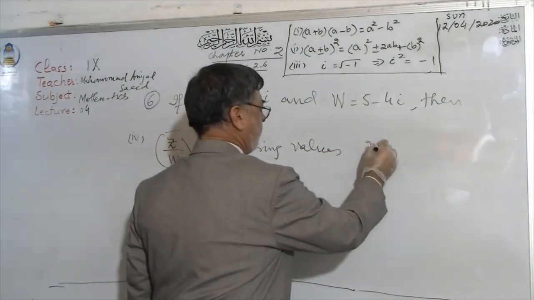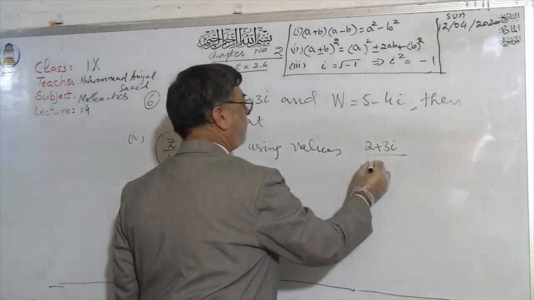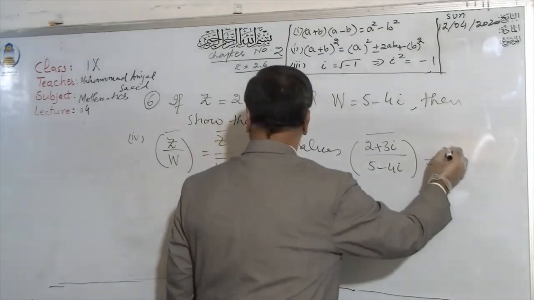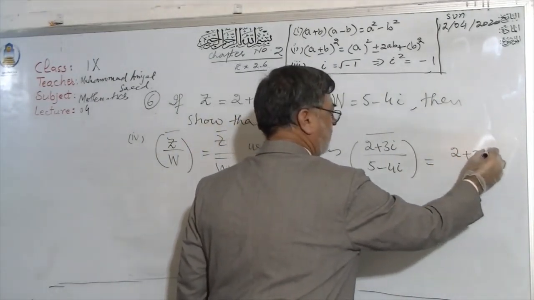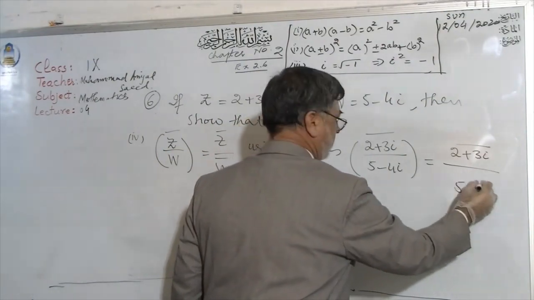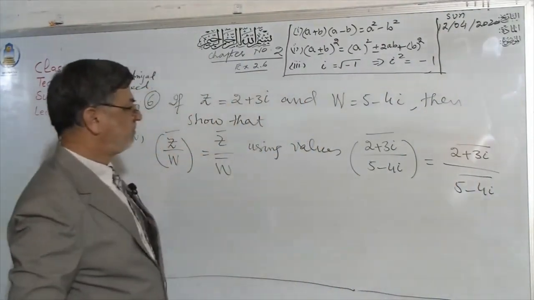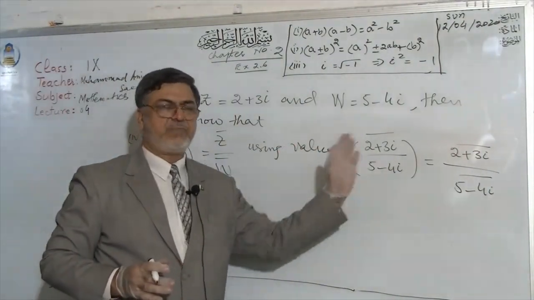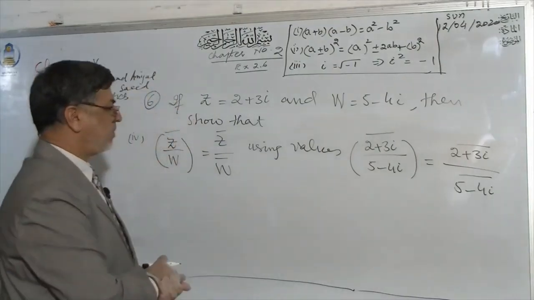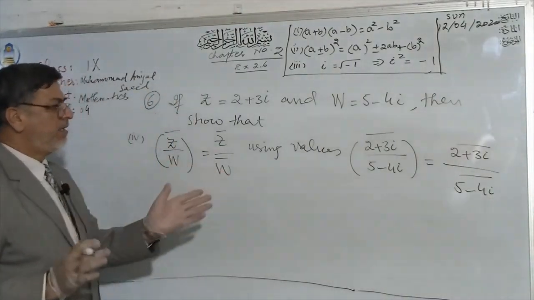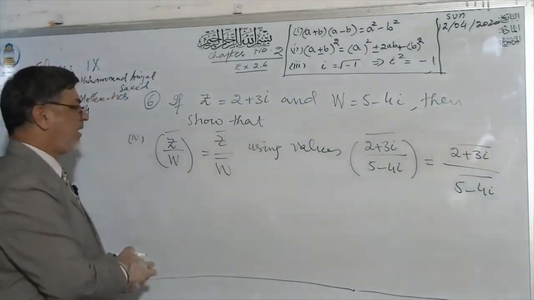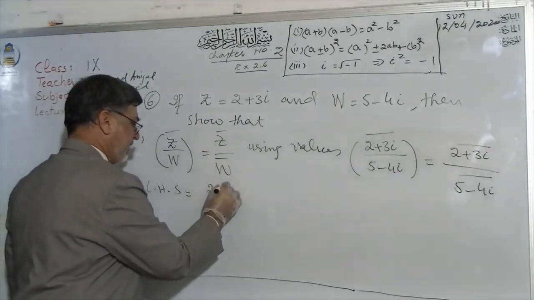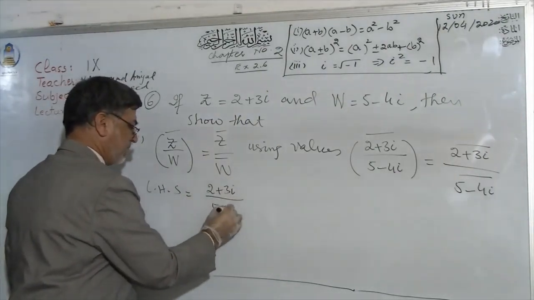Z is 2 plus 3 iota, W is 5 minus 4 iota, so (Z over W) bar is equal to (2 plus 3 iota) bar over (5 minus 4 iota) bar. It is better to take left hand side and right hand side separately and then solve. And at the end, inshallah, you will get left hand side equal to right hand side. Left hand side is 2 plus 3 iota over 5 minus 4 iota.